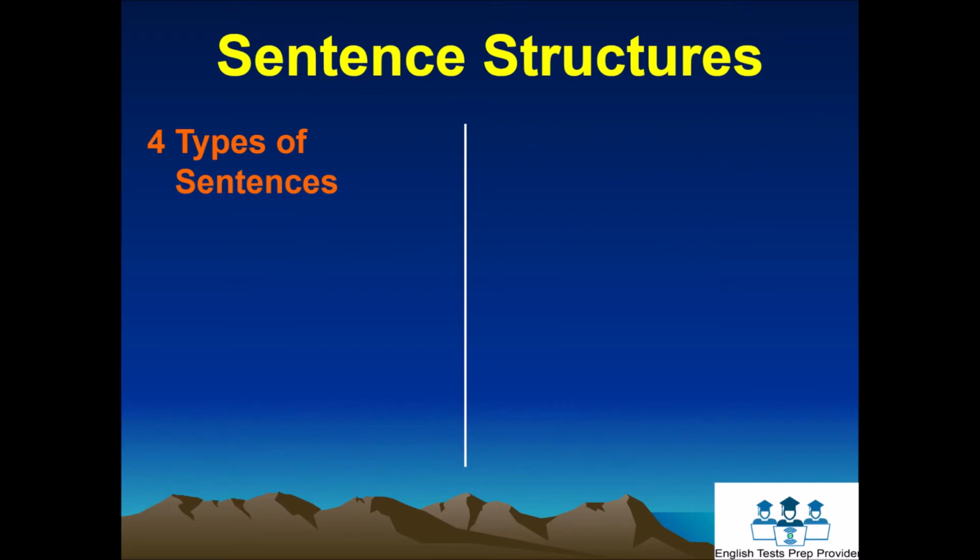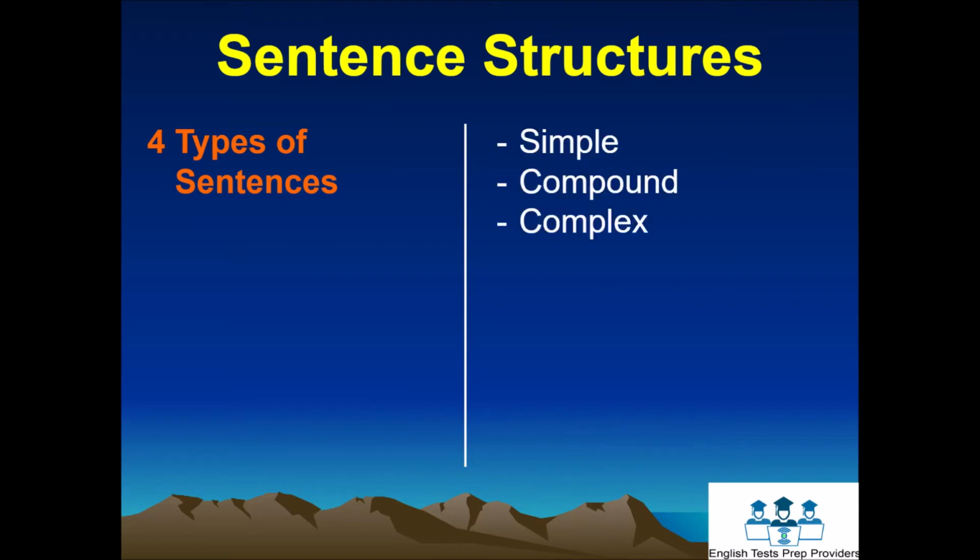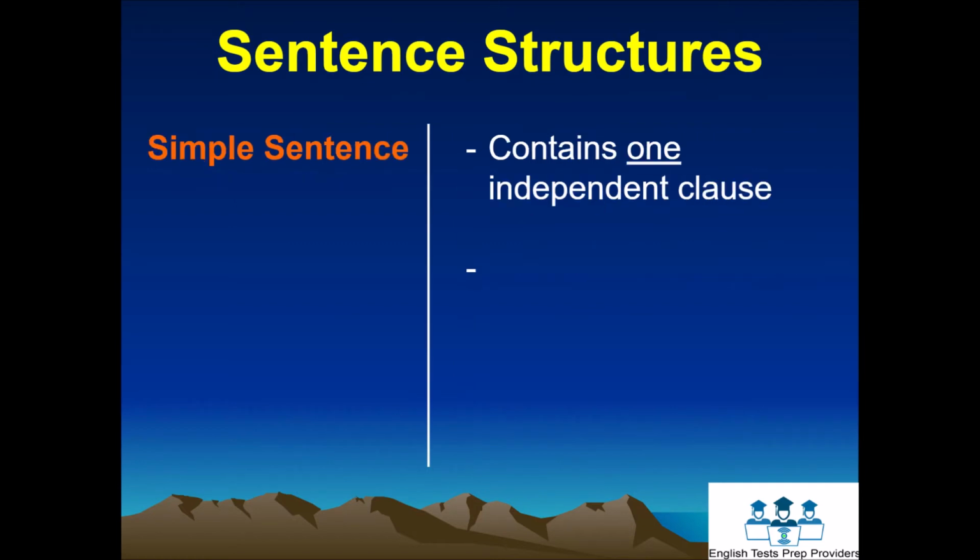Now, I'm going to introduce to you the different sentences, but we are going to start off with the first one. To introduce to you, there are 4 types of sentences, and they are simple sentence, compound sentence, complex sentence, and the fourth is compound-complex. At this point, I'm going to teach you what is a simple sentence, and we're going to learn more about the 3 remaining sentence structures in different videos.